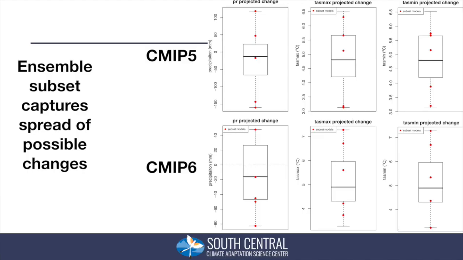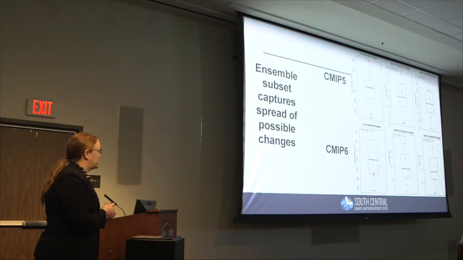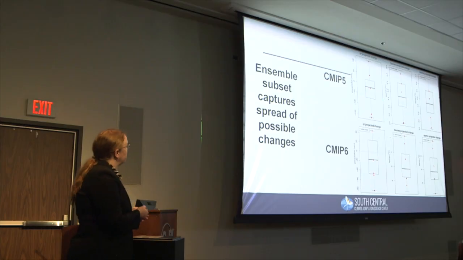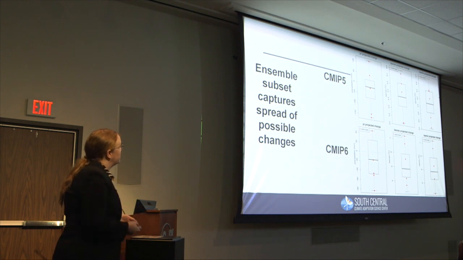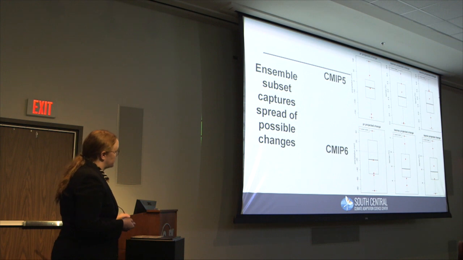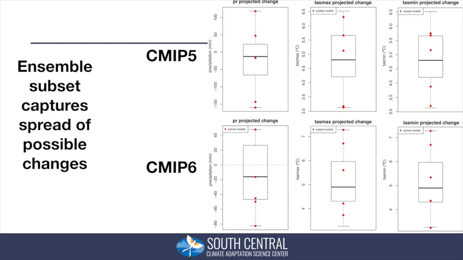So then the other thing, of course, is we wanted to look at capturing the spread of the possible changes. The long and the short of this particular slide is yes, our subset approach does that. The box plots on the back of each of these are the projected change under the high emission scenario, RCP 8.5 in the CMIP5 group and SSP5-8.5 in the CMIP6 group. One can see the box plots in the back are from all of the models together, and the red dots are from the subset.